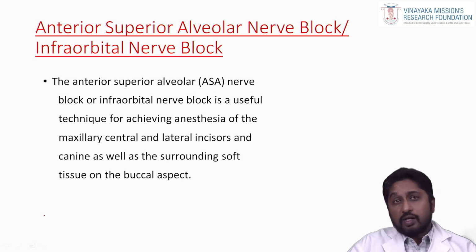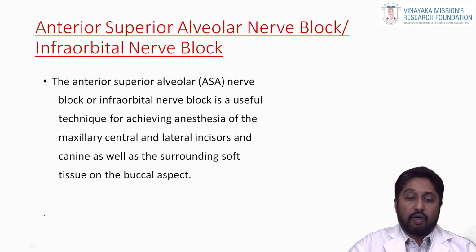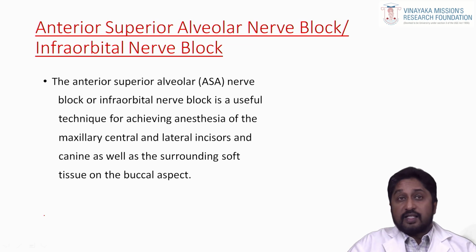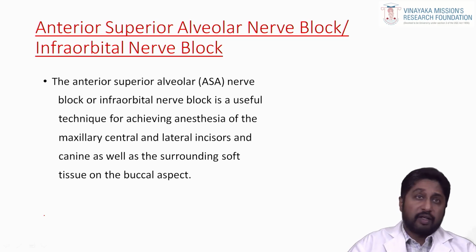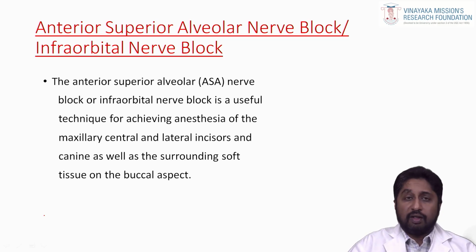Next we are going into the ASA nerve block, that is the anterior superior alveolar nerve block. It is also called the infraorbital nerve block. The anterior superior alveolar nerve block is a useful technique for achieving anesthesia of the maxillary central, lateral and canine, as well as surrounding soft tissue and the buccal aspect. So this nerve block anesthetizes the incisors, lateral and the canine, and the buccal aspect of all these three teeth. This will be the ASA.